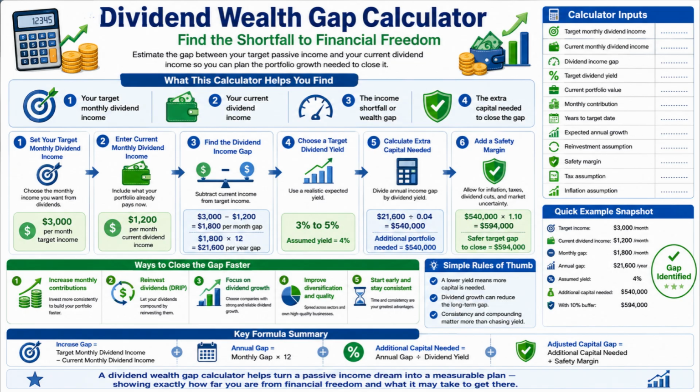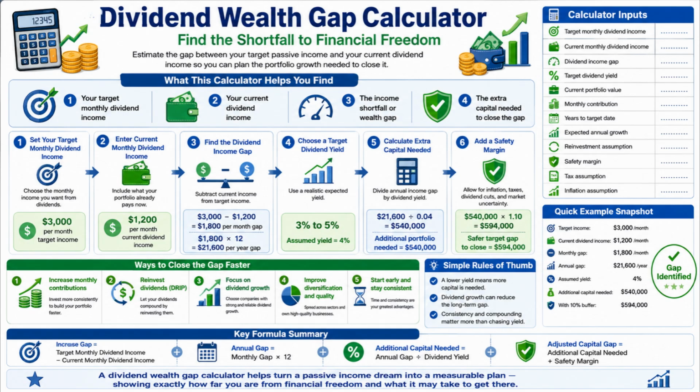After identifying the gap, the next step is to choose a target dividend yield. Usually, a realistic yield may fall within a range such as 3% to 5%, depending on the quality of stocks or dividend ETFs you are considering. In this example, a 4% yield is used. Once the yield is selected, you can calculate the extra capital needed to close the gap. To do that, divide the annual income gap by the dividend yield.